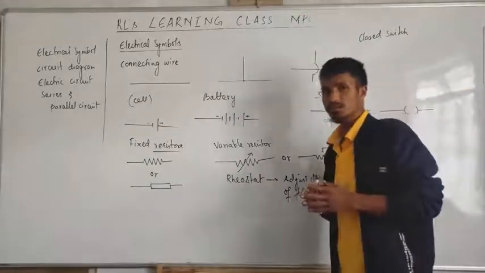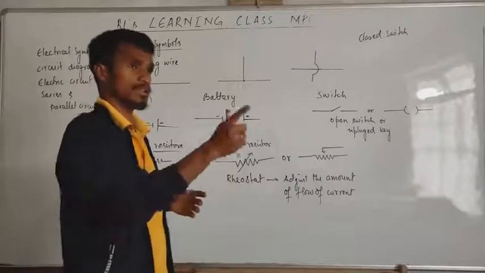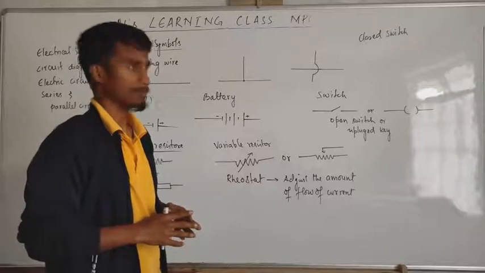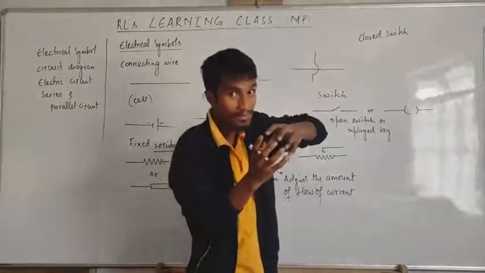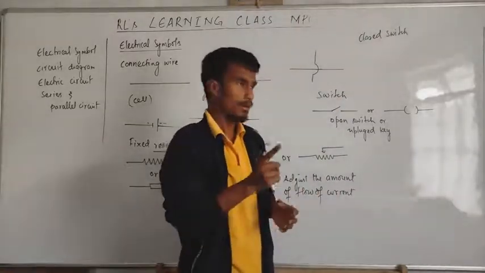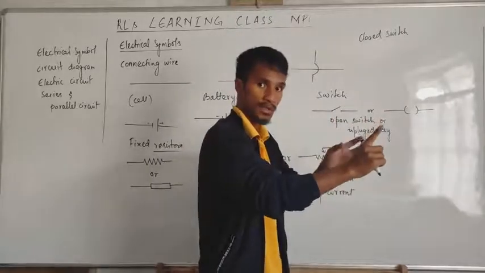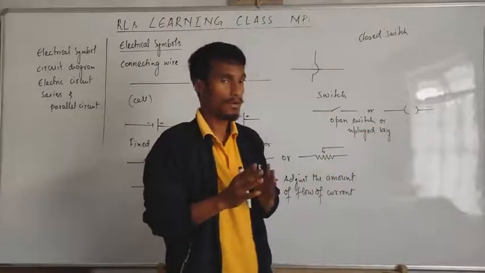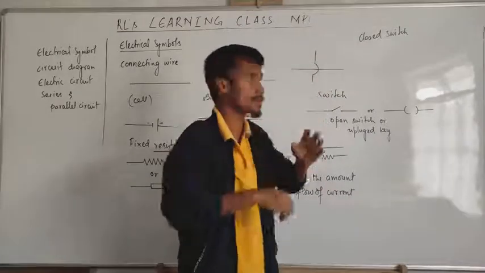You know what this open switch is? It's when you switch on and off. Okay, you charge your mobile. When you're charging your mobile, you switch on the switch, which means close switch. Then your mobile is charging. Here we call it a close switch. Switching on the switch means close switch.